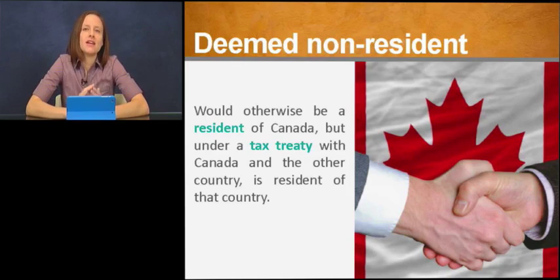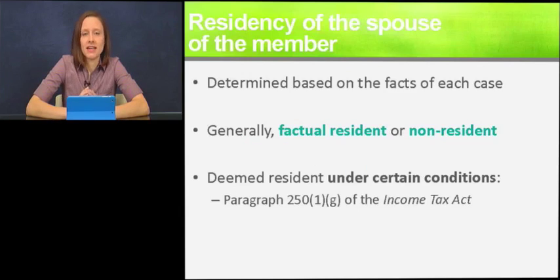The residency of the spouse of a servant of Canada is determined on a case-by-case basis. Generally, the spouse is considered either a factual resident or a non-resident. A general rule is that if both spouses have the same residential ties and the government employee is a deemed resident, then generally the spouse is a non-resident. Or if the government employee is a factual resident, then generally the spouse is a factual resident.